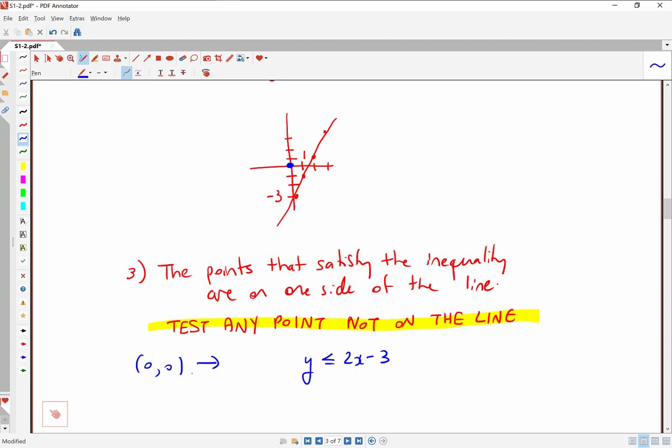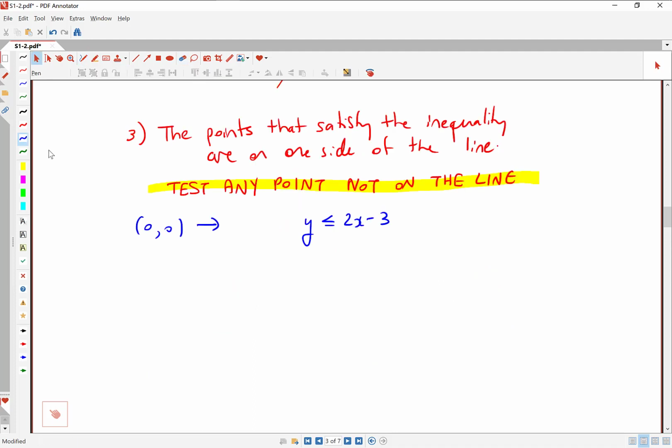And if that point makes the inequality true, then we know it's this side. And the reason is because 0, 0 is on this side of the line. If 0, 0 makes the inequality false, then we know it must be this side. So just testing a single point that's not on the line is really powerful, and it helps you figure out which side of the line you want to shade in.